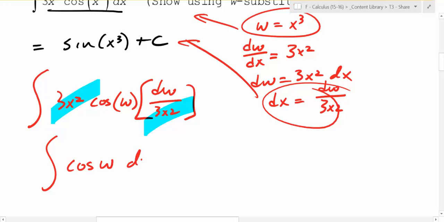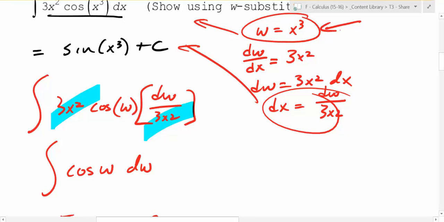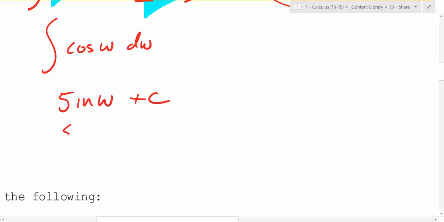What's the integral of cosine w? Negative what? Or sorry, no, it's just sine, sorry. Sine of w plus c, but what is w? Yeah, so you have sine of x cubed. That's how you would do this one with w substitution.